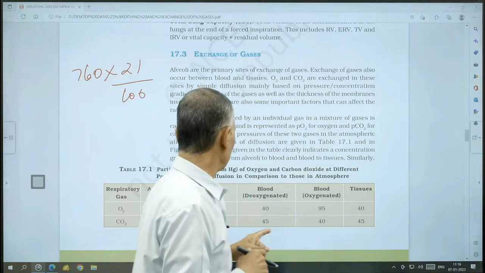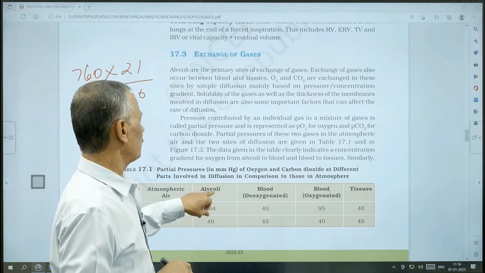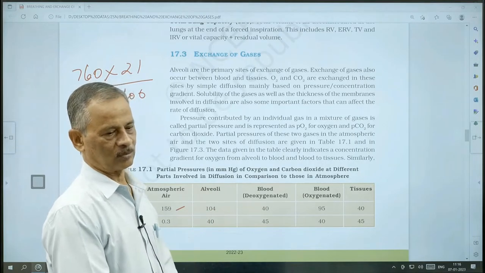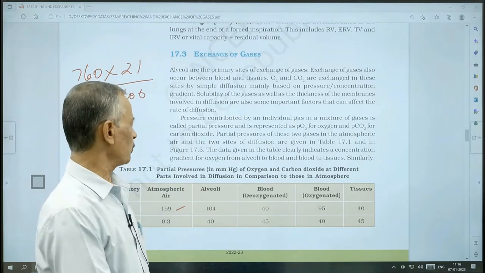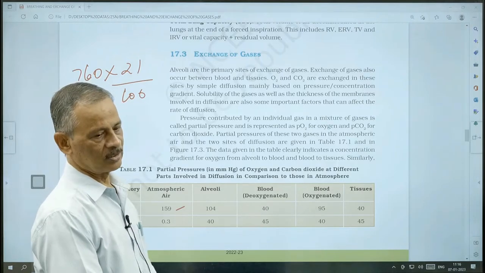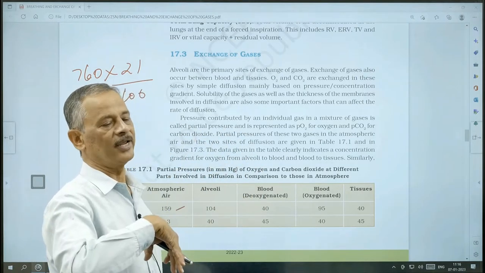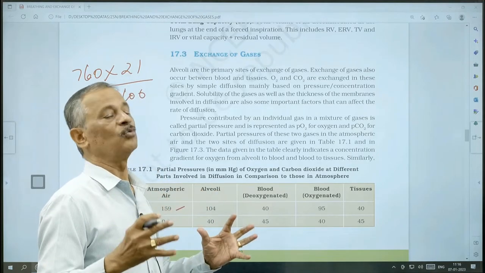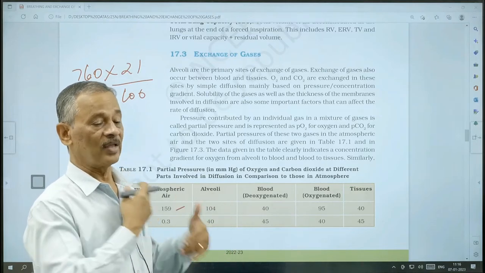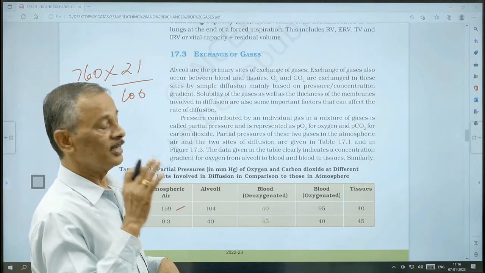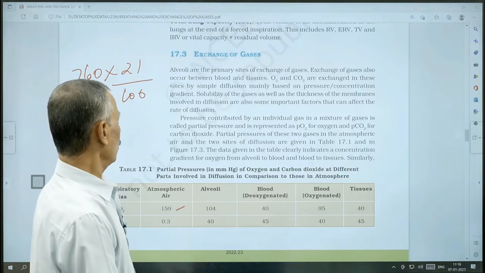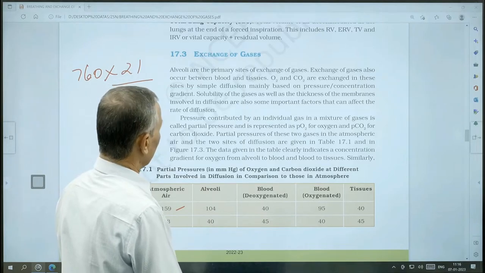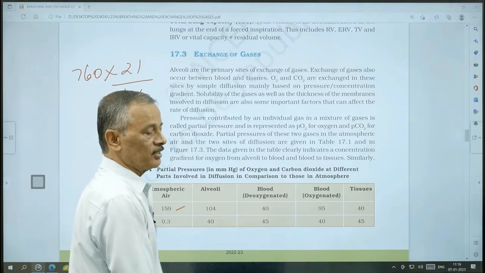So when it reaches the alveoli, the partial pressure of oxygen is reduced to 104. This is the reason why the partial pressure of oxygen in the alveoli is reduced: the inhaled air, a small quantity, 500 ml, is mixed with almost 2 liters of air that is already remaining in the lung. So this alveolar air is exchanged with the blood reaching the lung.